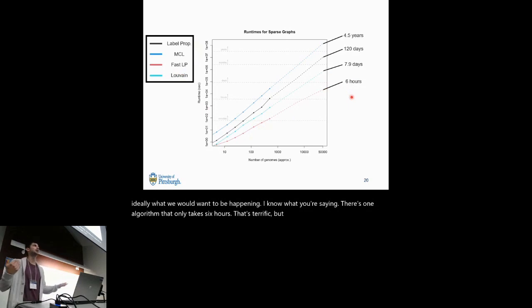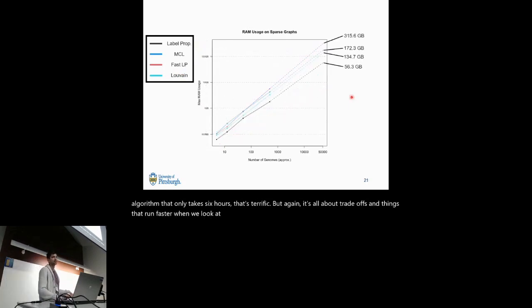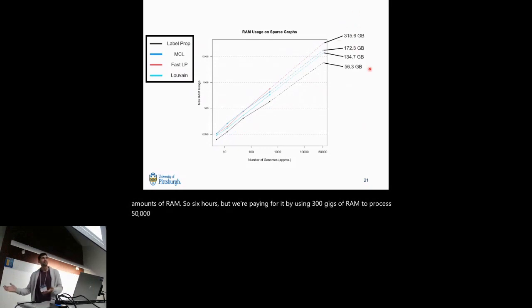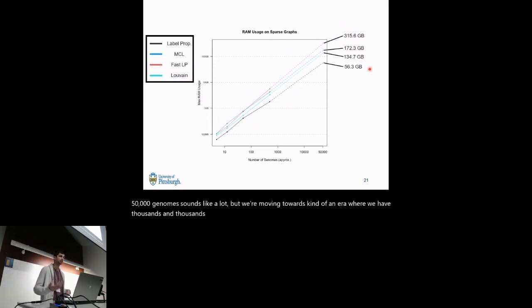But again, it's all about trade-offs, and things that run faster, when we look at their memory consumption, end up taking significantly more amounts of RAM. So 6 hours, but we're paying for it by using 300 gigs of RAM to process 50,000 genomes. 50,000 genomes sounds like a lot, but we're moving towards an era where we have thousands and thousands of genomes. If you go into RNA-seq data, you could even have more genes that you're analyzing.